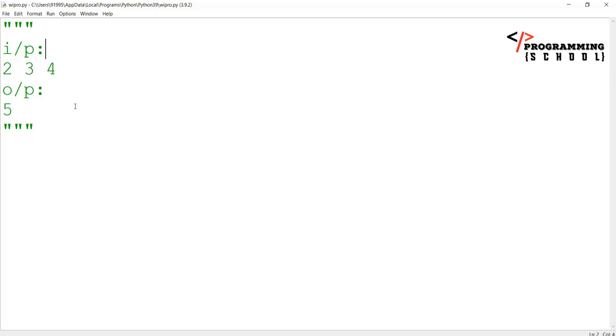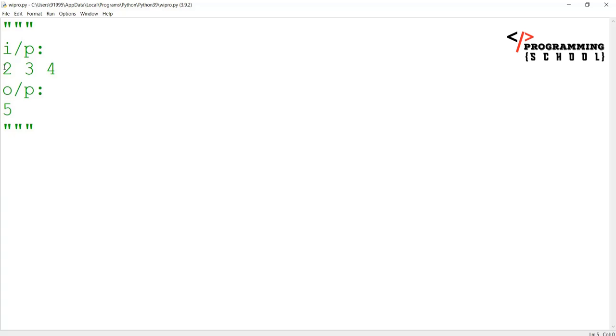Today I come up with one program. Here is a sample input and sample output. I will explain how the output is coming here and I will write the code. Okay, here there are three inputs: 2, 3 and 4. That means the output is going to be 5.